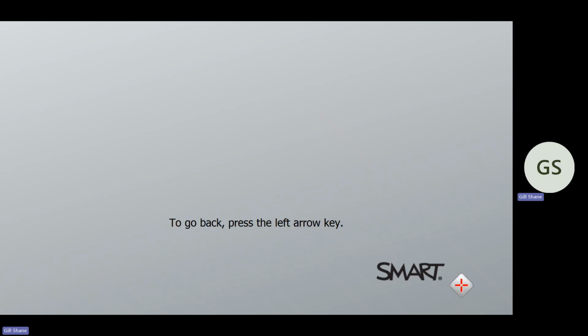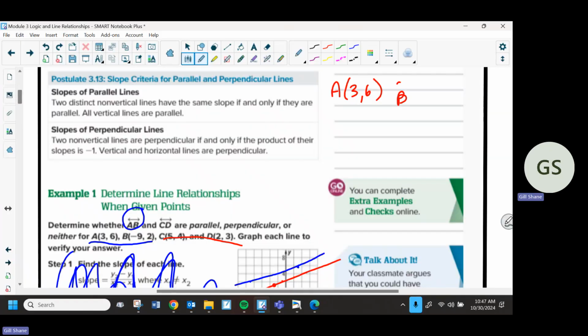Does anybody know why a lot of teachers are wearing pink today? It's breast cancer month.